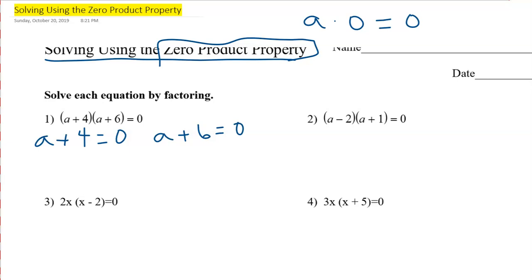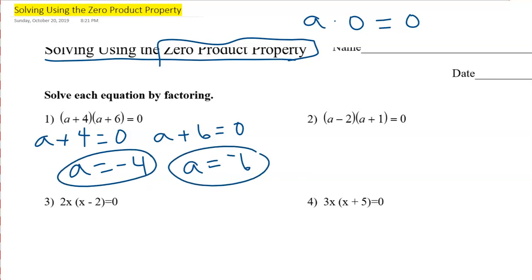And if we solve each of those equations, so subtract 4 from both sides on the first one, we get A equals -4. And subtract 6 on the second equation, we get A equals -6. And those are our two solutions. A equals -4 and A equals -6. So just like when we were solving absolute value equations, we're going to get two solutions on most of these problems.